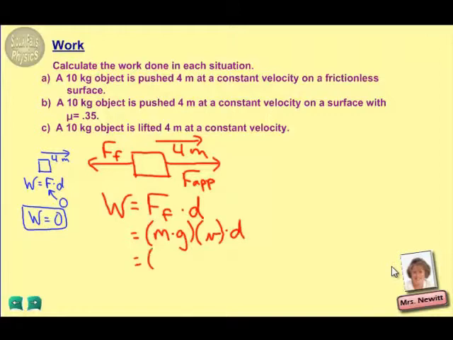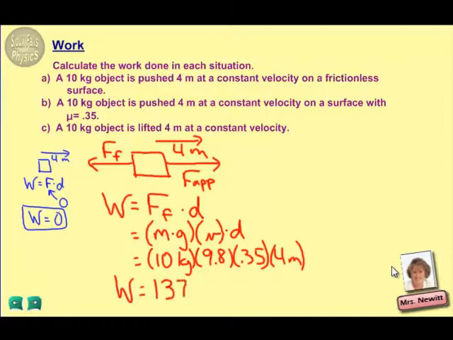So a 10 kilogram object multiplied times 9.8 for gravity. Coefficient of 0.35. And then finally, looking at our distance of 4 meters, multiplying those all out, and we have a work value of 137 Newton meters, or joules, as the work done in this situation.